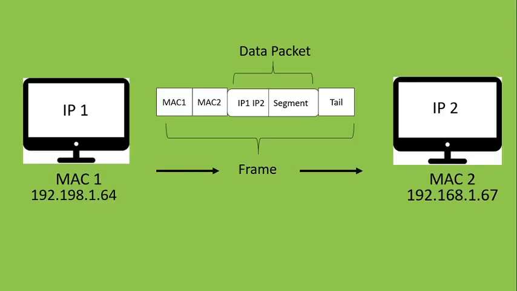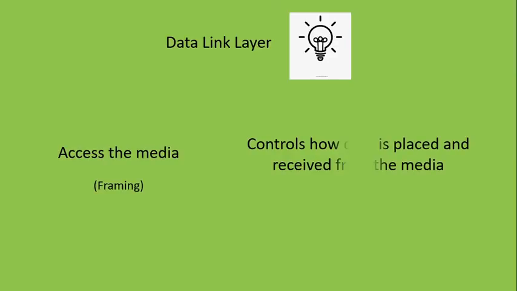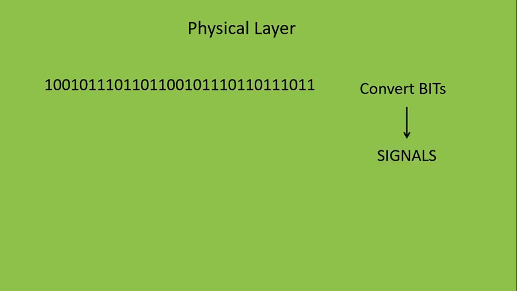The data unit in the data link layer is called a frame, which provides a means to transfer data from one computer to another via a local media. The data link layer performs two basic functions. It allows the upper layers of the OSI model to access the media using techniques such as framing. It controls how data is placed on and received from the media using techniques such as media access control and error detection.